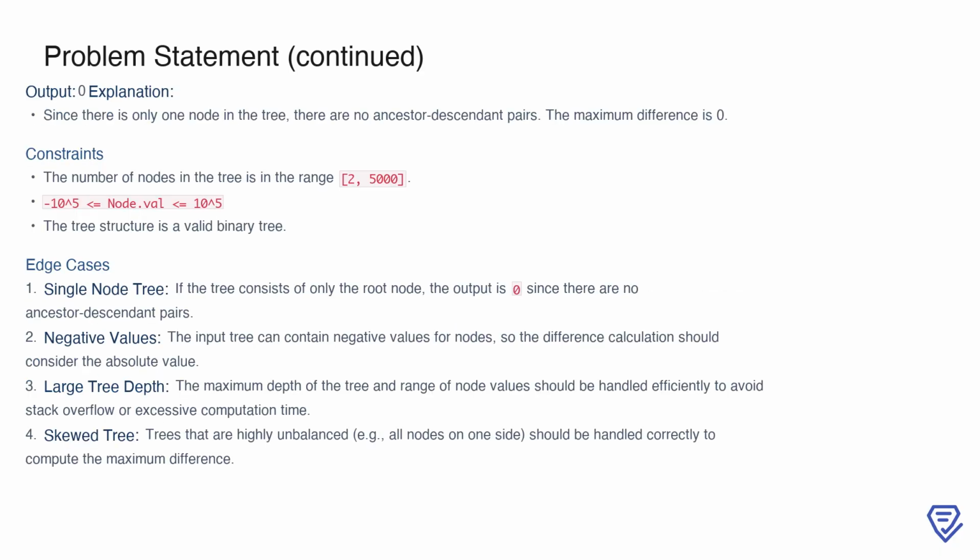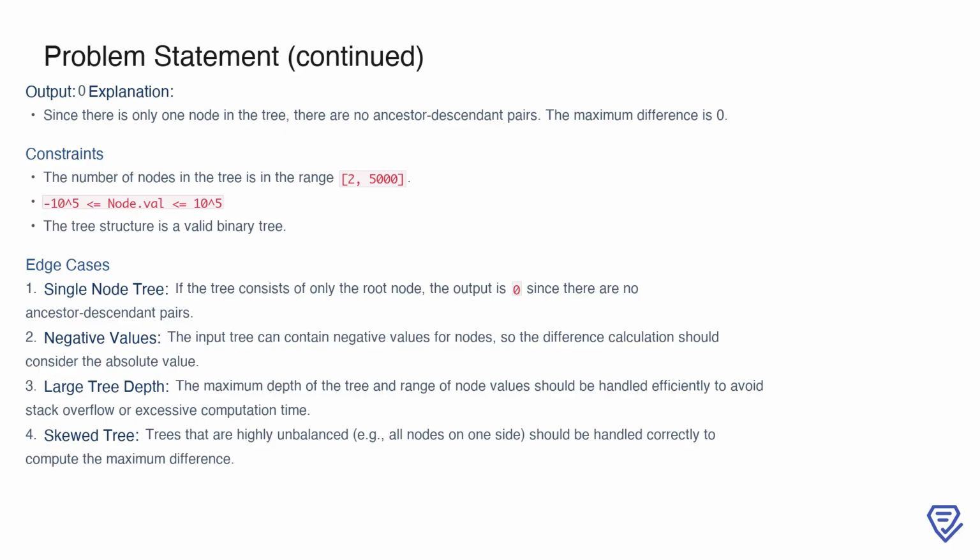Now, let's look at the constraints and edge cases. The tree can have between 2 and 5,000 nodes, and the values of the nodes can range from -10 to the power of 5 to +10 to the power of 5. For edge cases, if the tree contains only a single node, the output is 0 because no ancestor-descendant pairs exist. Additionally, the tree can include negative values, so our calculations must always consider the absolute difference.